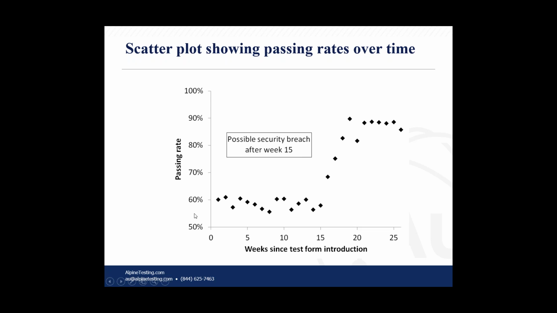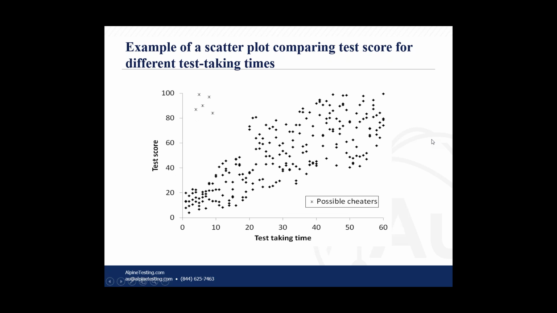So one thing you could do is use a scatter plot to plot pass rates over time. This is something you could regularly monitor, and you could see in a graph like this, it's fairly clear that for the first 15 weeks of the assessment, the pass rate hovered around 60%, but then after week 15, it shot up to around 90%. So you might want to investigate a potential security breach at that point, or maybe recognize that you need to put out a new form of the exam because it looks like this one's exposed.